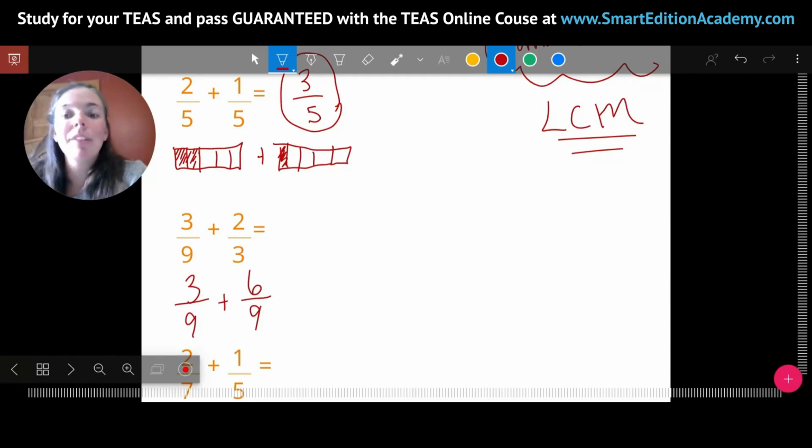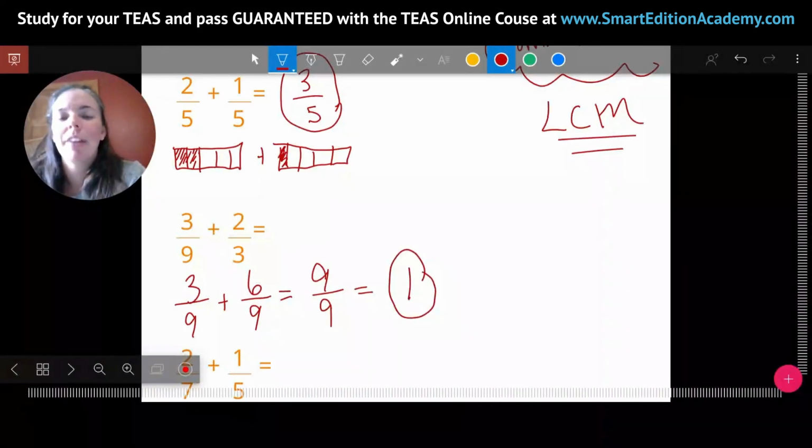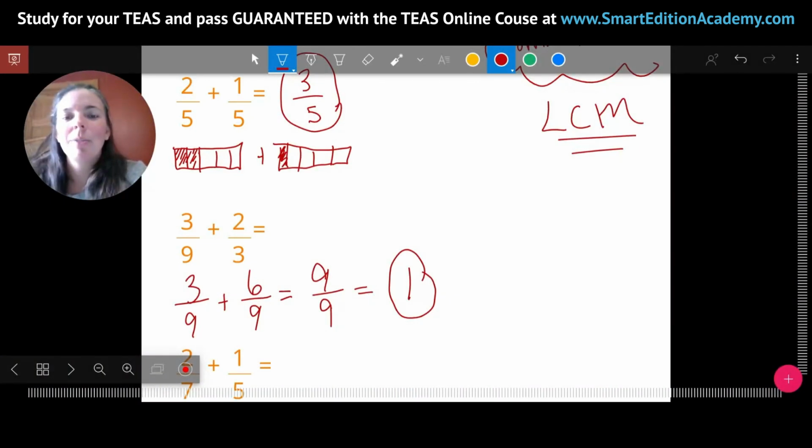And now that I have like denominators, if the visual helps you, you can think about the visual I used in the first example. When you add them together, you add the top, keep the bottom, and you get 9 over 9, which is the same thing as 1. So being able to simplify your fraction at the end to get 1.